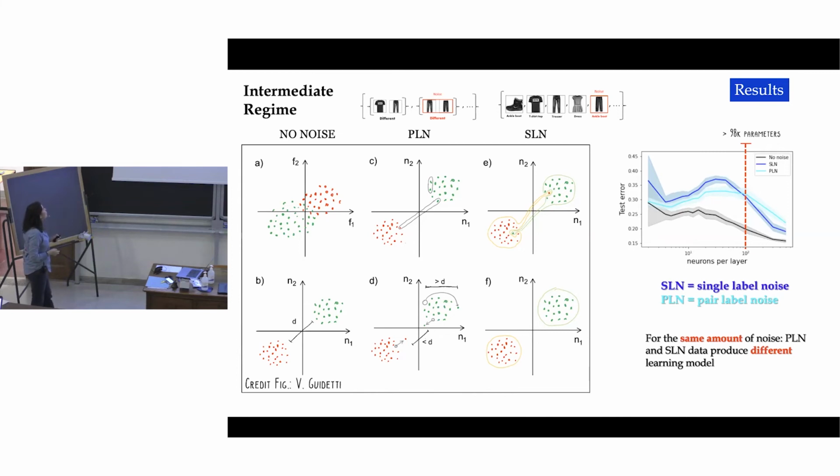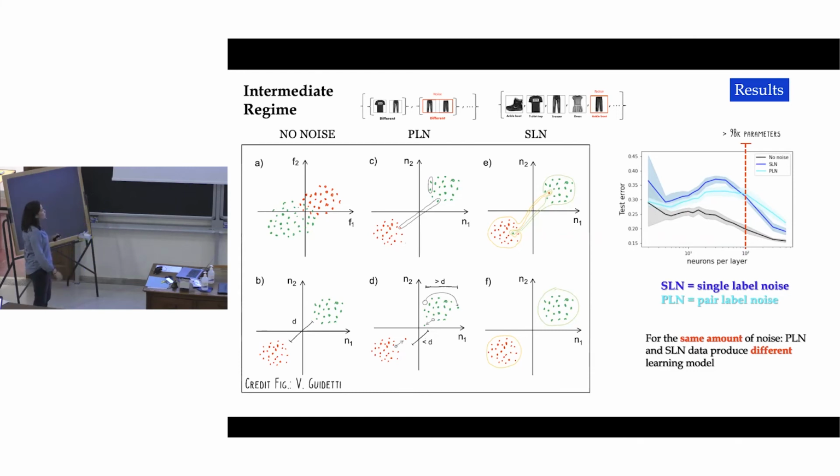Now, if I have single label noise, what I'm doing is taking a distribution of red and calling a sample inside the green. I take a distribution of boots and call a sample inside a distribution of trousers, so I have one sample inside a boot.